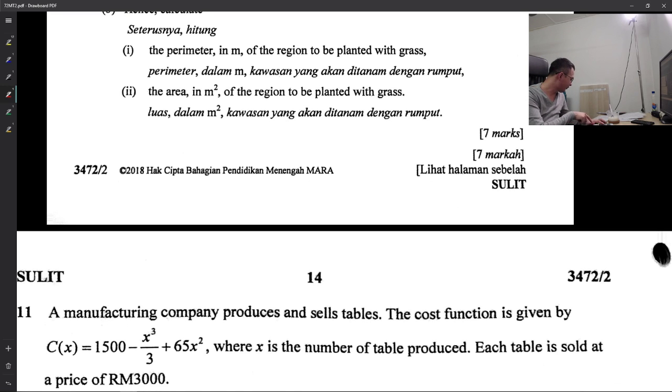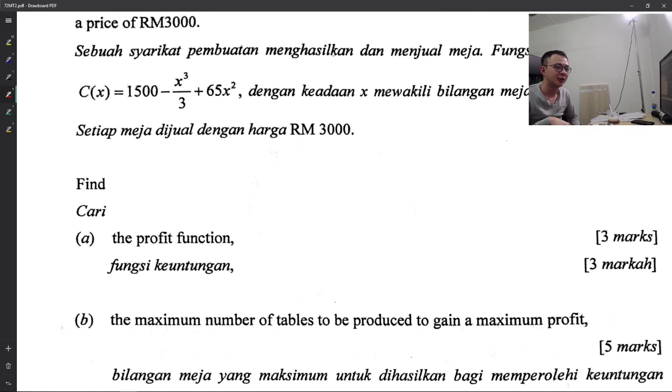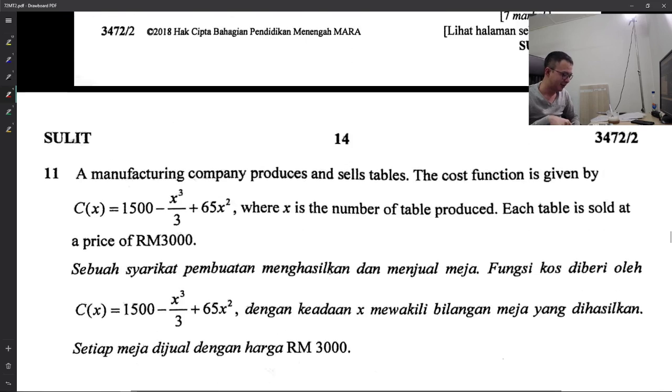Really? Is it pi over 4? Pi minus pi over 2 minus pi over 6. It's pi over 3. It's not pi over 4. Okay, so yeah, question 11.